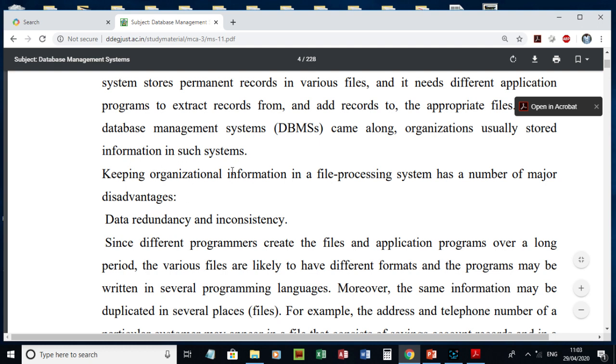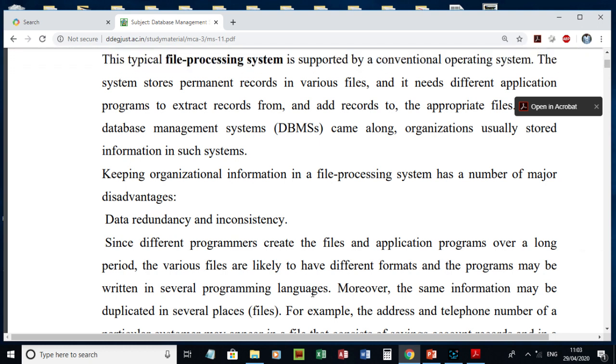Since different programmers create the files and application programs over a long period, the various files are likely to have different formats, and the programs may be written in several programming languages. In database management systems, one of the languages is SQL, the structured query language.